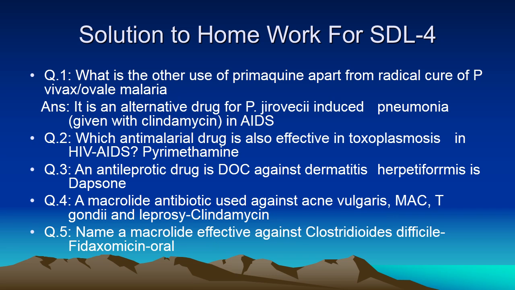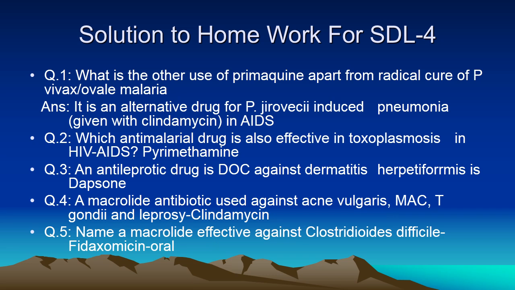First question was, what is the other use of primaquine apart from radical cure of vivax and ovale malaria? The answer is an alternative drug for Pneumocystis pneumonia. It is usually given with clindamycin, and this infection occurs usually in HIV/AIDS.